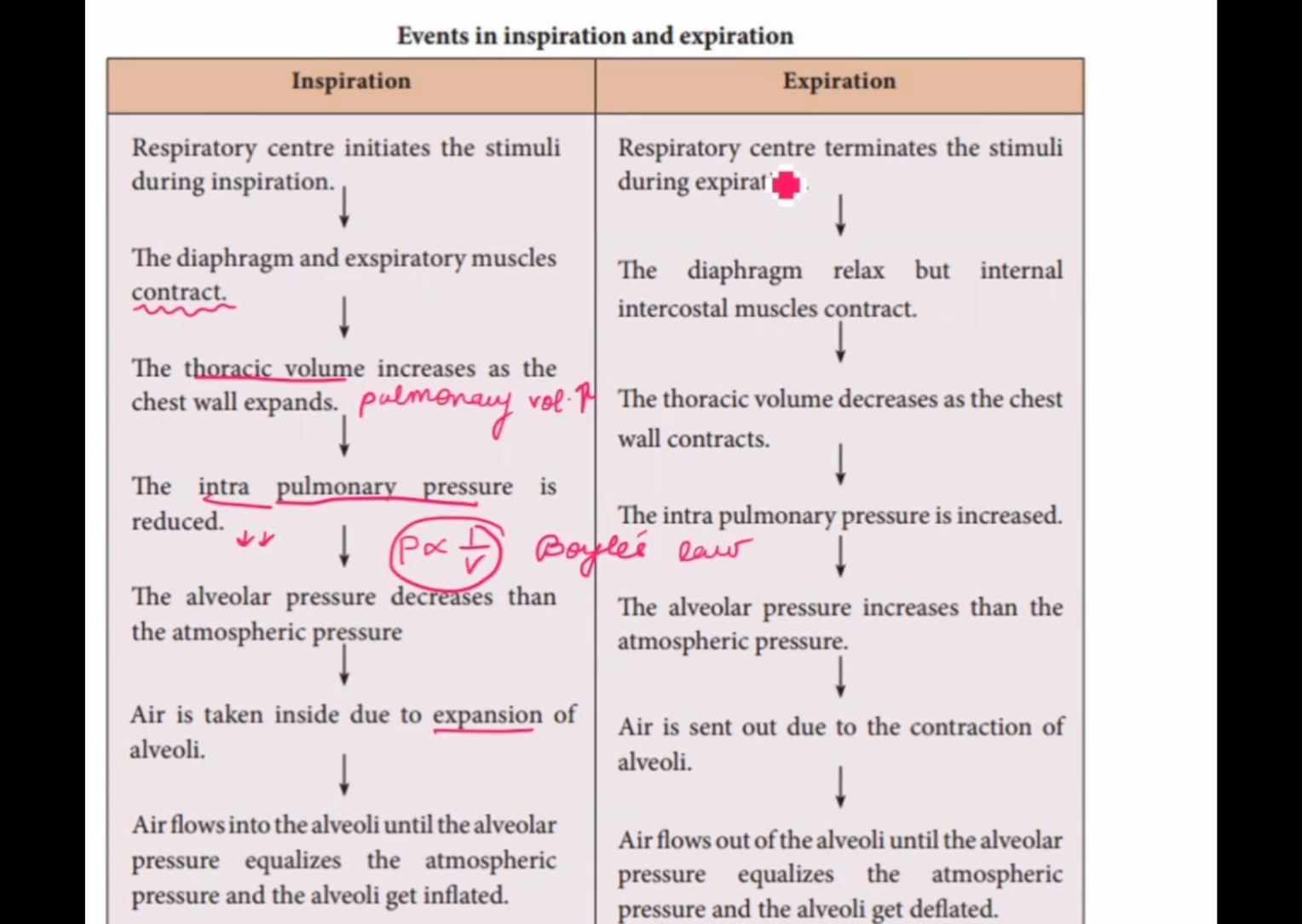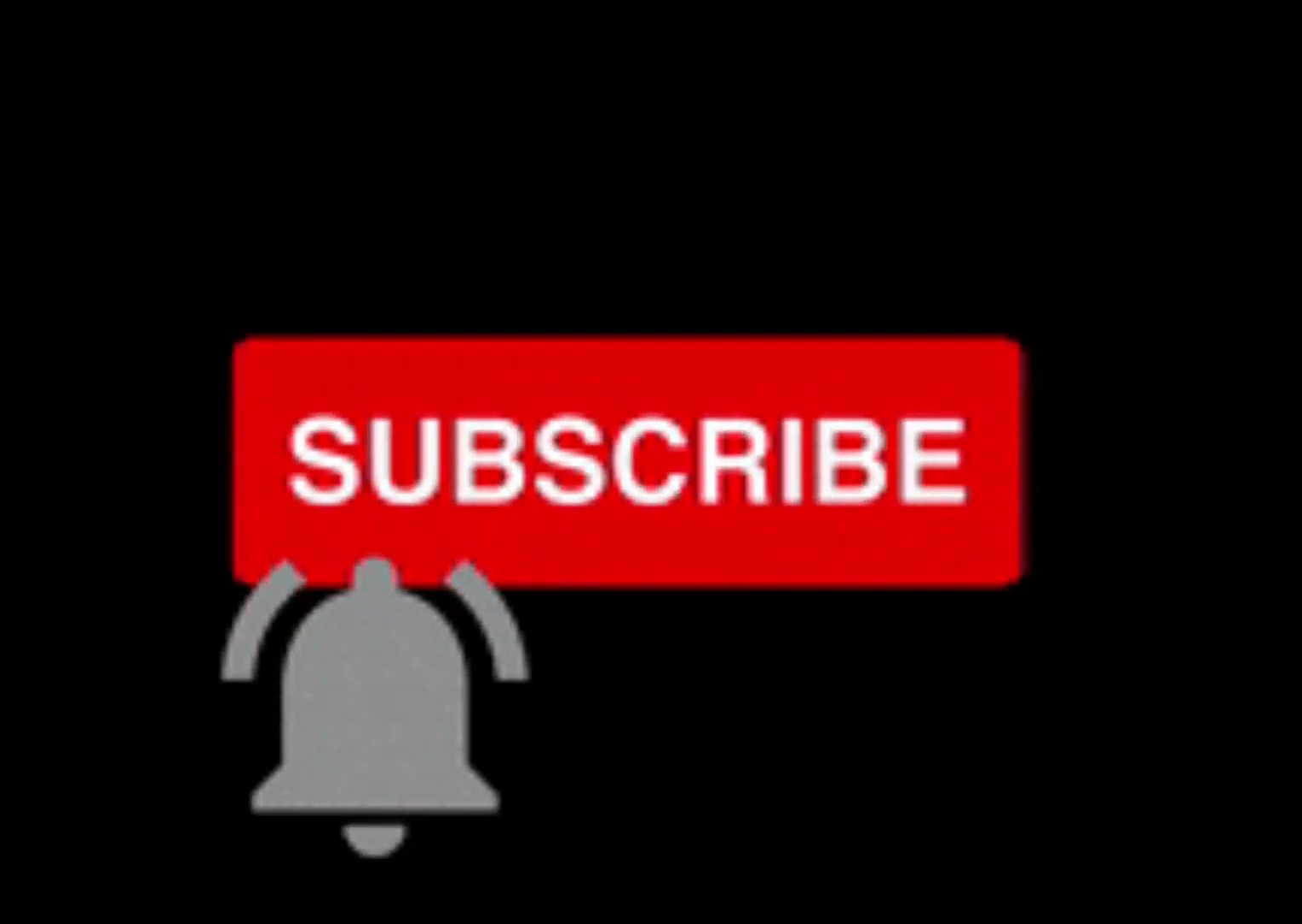Now let's look at the events that happen during expiration. There is relaxation of both the diaphragm as well as the intercostal muscles. The diaphragm now becomes dome shaped, which is the normal position, and the sternum and ribs come down to the normal position. This results in a decrease of the volume of the thoracic cavity in both the anteroposterior and dorsoventral directions, creating positive intrapulmonary pressure, a pressure slightly above the atmospheric pressure, causing expulsion of air from the lungs. So this is the mechanism of breathing. Remember that inspiration is an active process, whereas expiration is a passive process.